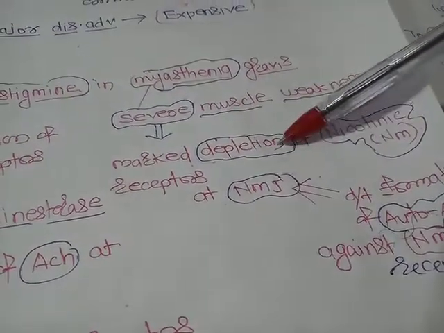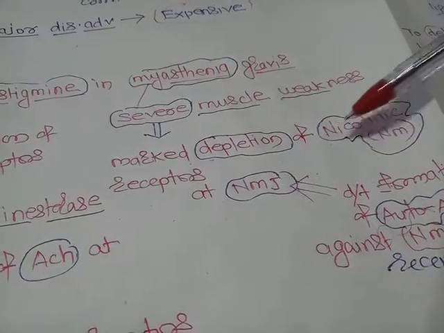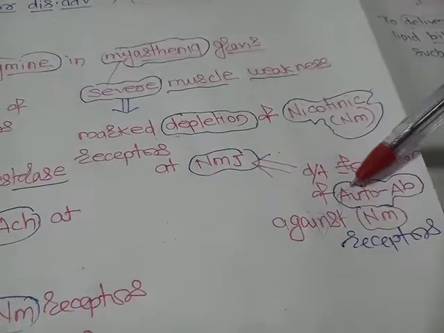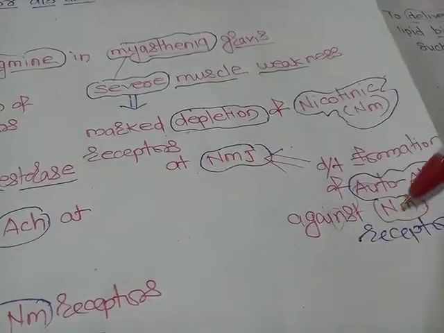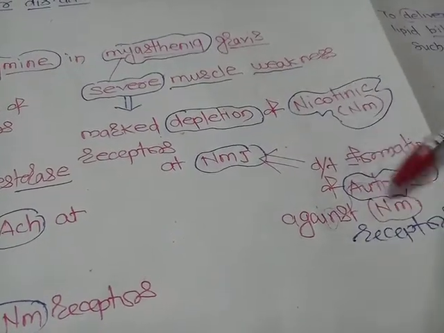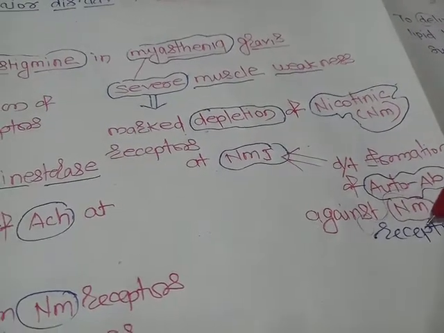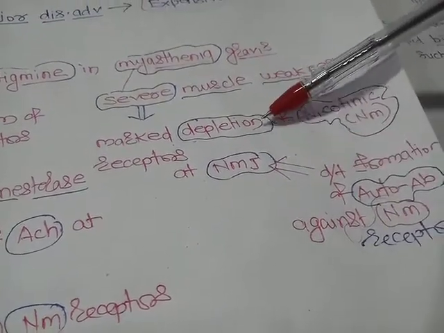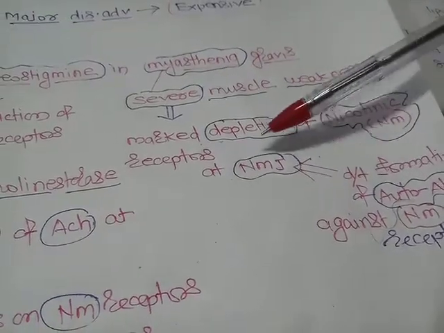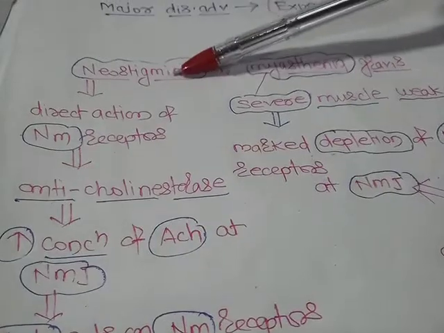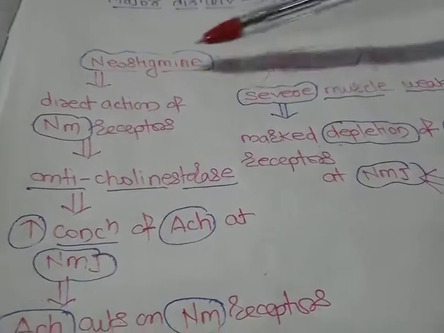And why is there a depletion of nicotinic NM receptors at the neuromuscular junction? Due to formation of autoantibodies against NM receptors, and that's why there is a marked depletion of nicotinic NM receptors at the neuromuscular junction. Now, how does neostigmine help in myasthenia gravis?